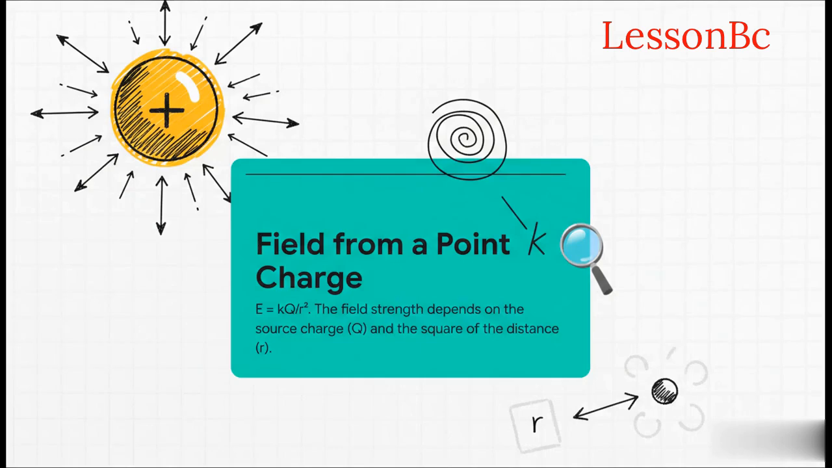Okay, but what if you don't know the force on a test charge? What if all you know is the charge that's creating the field in the first place? This is way more common. For that, we've got another formula. E equals K times Q divided by R squared. Here, K is just Coulomb's constant. You're going to use that number a lot. Q is the charge creating the field, and R is how far away you are.